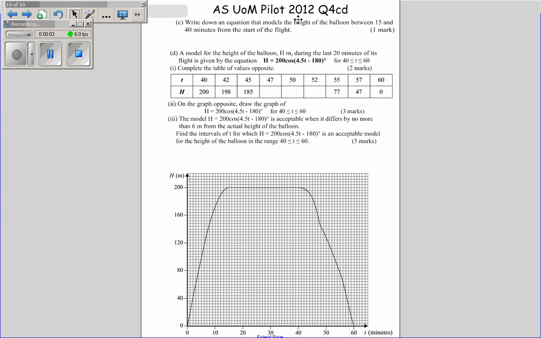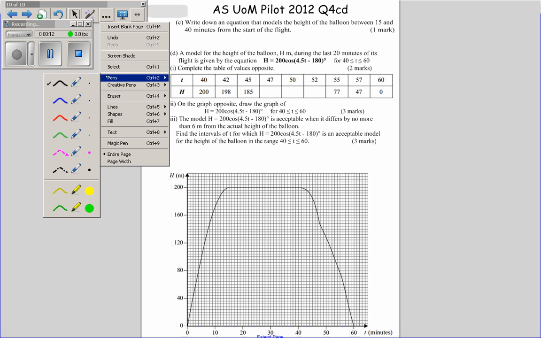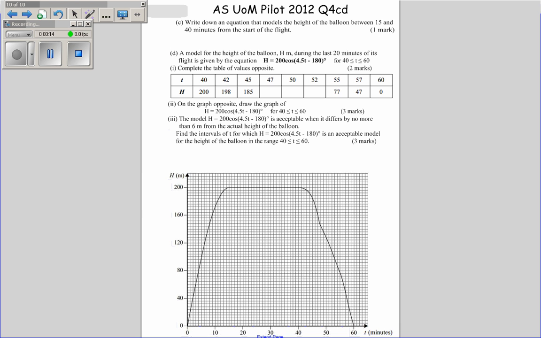Part C of this question from the pilot 2012, we're asked to write an equation that models the height of the balloon between 40 and 50 minutes from the start of the flight. So that's between here and here. In this section we can see the balloon is steady at a height of 200 meters. So the equation of that line is just h equals 200. That's all that's needed for part C.